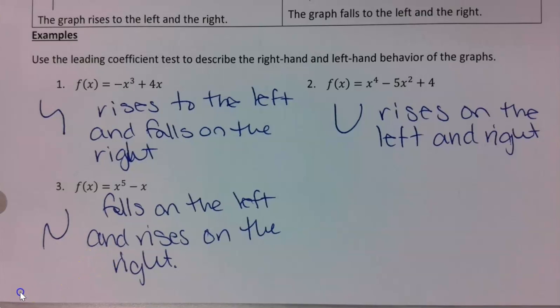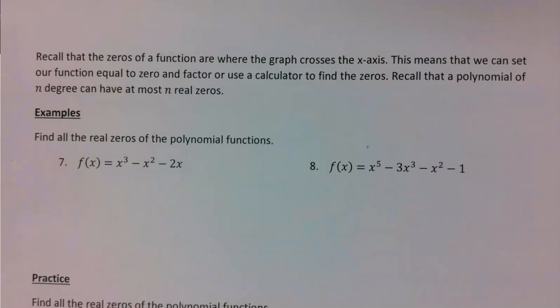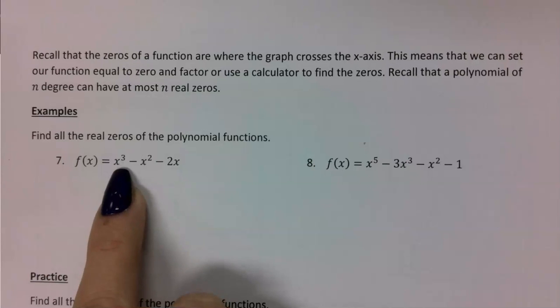Okay, so then the last thing we're doing today is talking about real zeros. Remember, zeros of the function are where it crosses the x-axis. We kind of did this yesterday with quadratics. But today we're doing it with polynomials, so it's useful to use the calculator. Another thing to remember is that the highest exponent is the most number of zeros I can have. So on number 7, I can have 3 zeros, or I can have less than 3 zeros, but I cannot have more than 3 zeros.